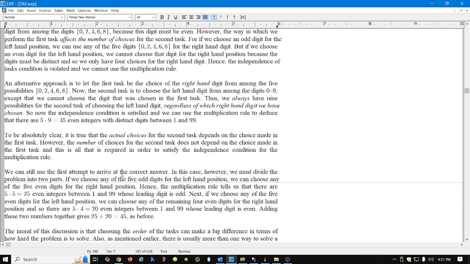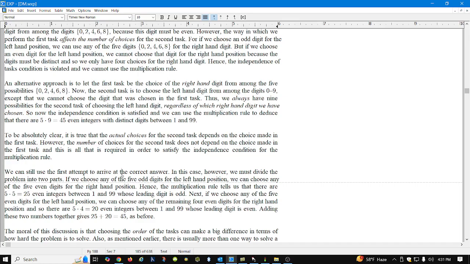We can make it work, but we have to divide the problem into 2 parts. So we're going to choose the first task to be for the left-hand digit. If we choose any of the 5 odd digits for the left-hand position, we can choose any of the 5 even digits for the right-hand position. Okay, so the multiplication rule tells us that there are 5 times 5 or 25 even integers between 1 and 99 with distinct digits whose leading digit is odd.